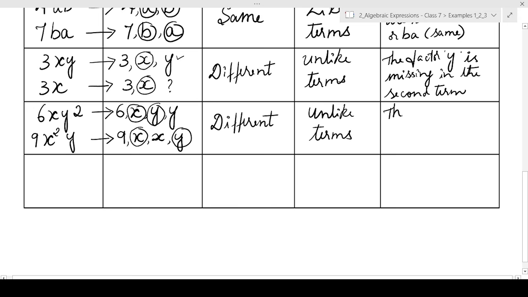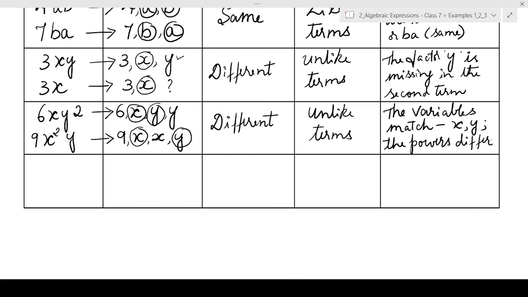The reason will be: the variables, that is the algebraic factors, match. Both have x as well as y. But what is the problem? The powers differ. That is, the number of algebraic factors in each of them differs. In the first one you have xy, in the second term also you have xy, but the y is different, because in the first term you have two y's and in the second term you have two x's. As such, these are unlike terms.